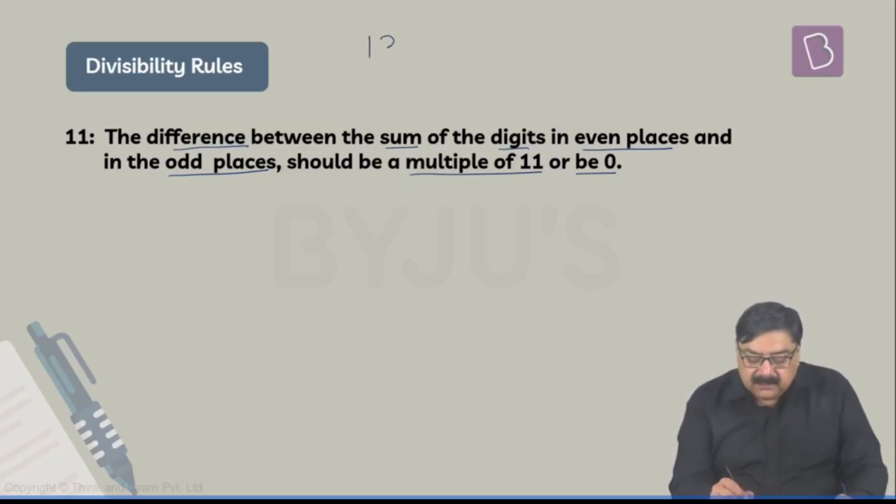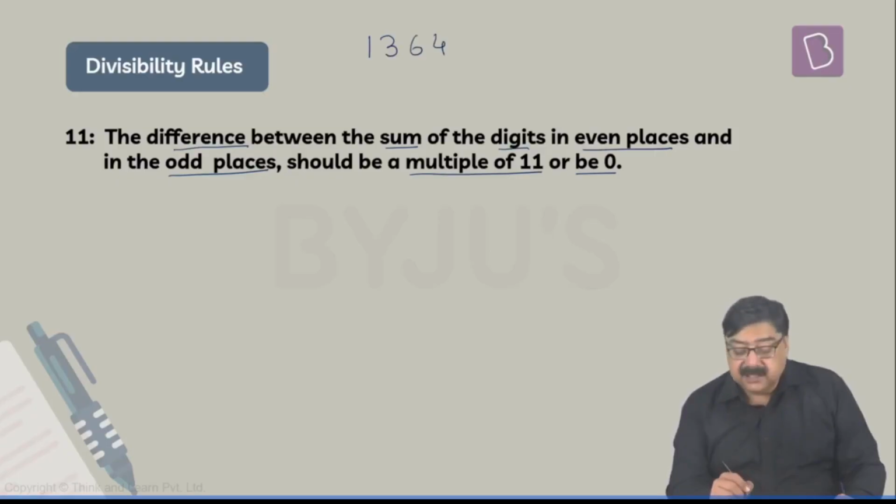We have a number 1364. Is it divisible by 11? Let us see. Now 1, 2, 3, 4, these are the positions. So 1 and 3 are odd numbered positions and 2 and 4 are even numbered positions.